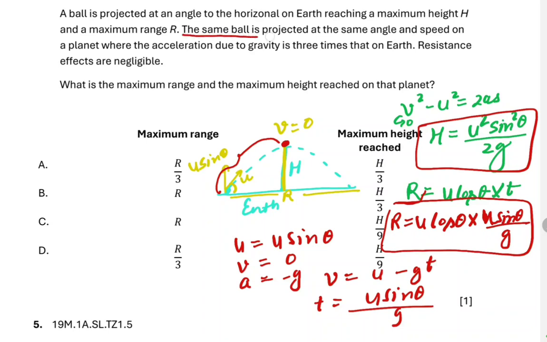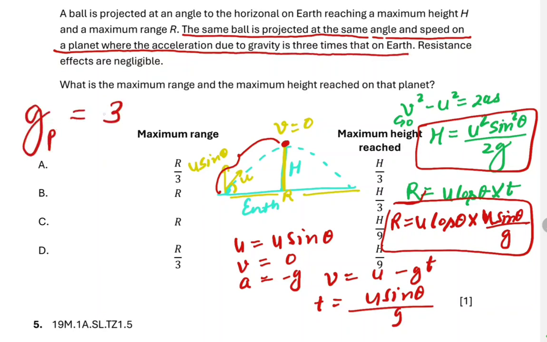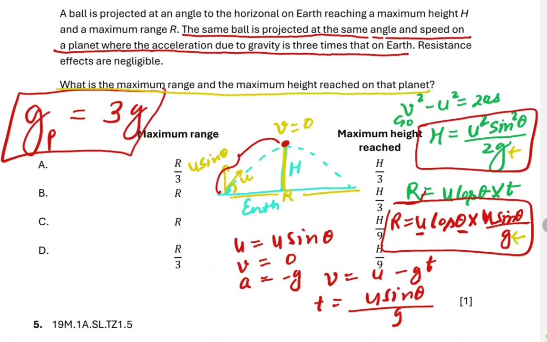Now the same ball is projected at the same angle and speed on a planet where the acceleration due to gravity is 3 times that on the Earth. So for the planet, g is equal to 3 times the gravitational acceleration on Earth, right? Rest everything is the same, u is the same, theta is the same, so everything else will be the same, only g is changing.